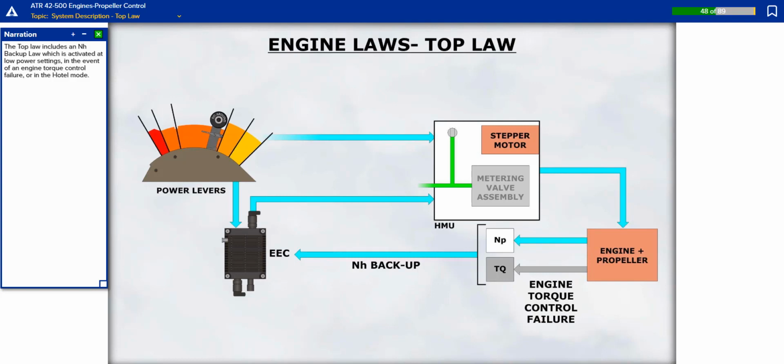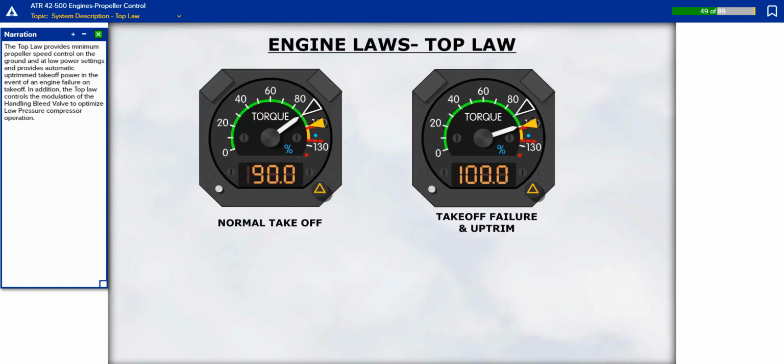The top law includes an NH backup law, which is activated at low power settings in the event of an engine torque control failure or in the hotel mode. The top law provides minimum propeller speed control on the ground and at low power settings, and provides automatic up-trimmed takeoff power in the event of an engine failure on takeoff. In addition, the top law controls the modulation of the handling bleed valve to optimize low pressure compressor operation.